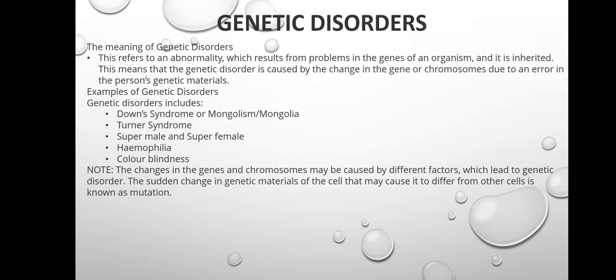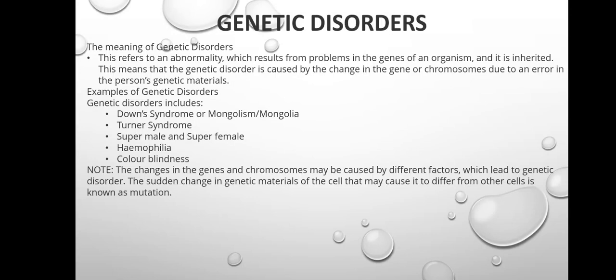This means that a genetic disorder is caused by a change in the gene or chromosomes due to an error in the person's genetic material. Examples of these genetic disorders include Down syndrome or Mongolism, Turner syndrome, super male, super female, haemophilia, and color blindness.